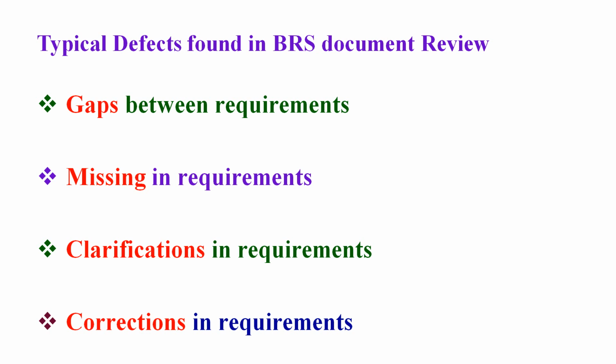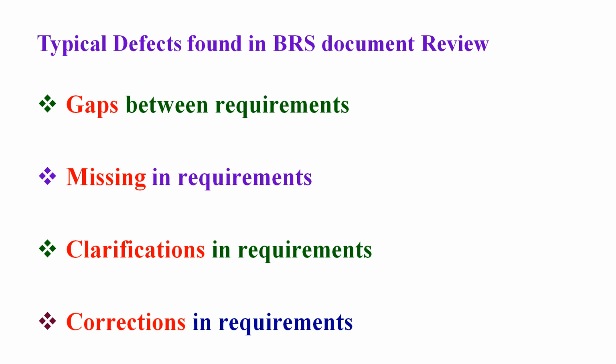From whom do they have to get the clarification? From the author of the document. So clarification is also one type of defect. And the corrections in the requirements: sometimes the requirement needs some corrections. Then immediately the concerned author of the document has to correct those requirements. So these are the four typical defects that are possible to find in the BRS document during the review process, right? Gaps, missings, clarifications and corrections.